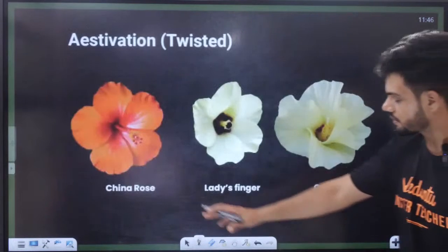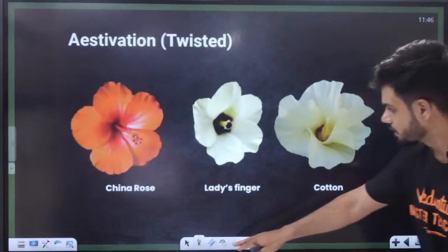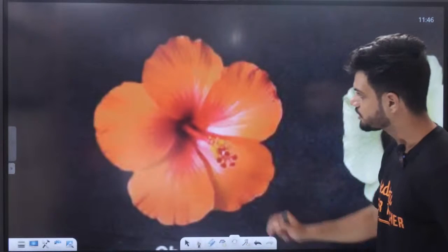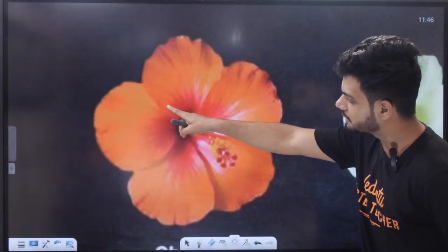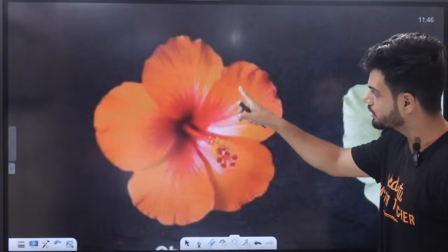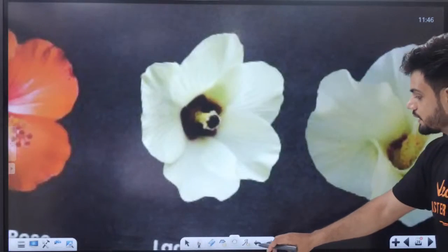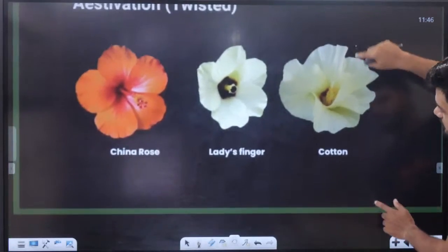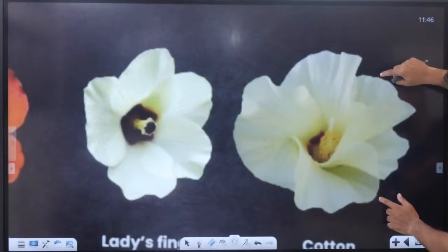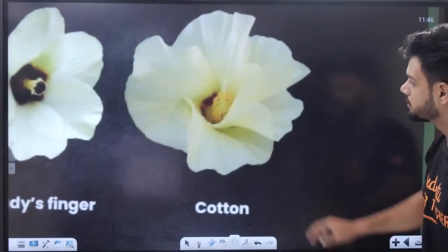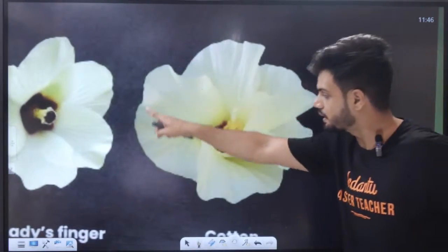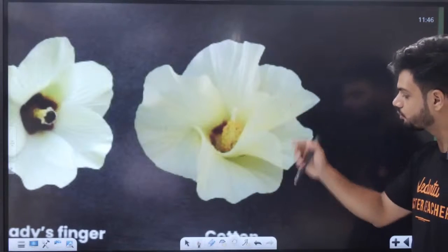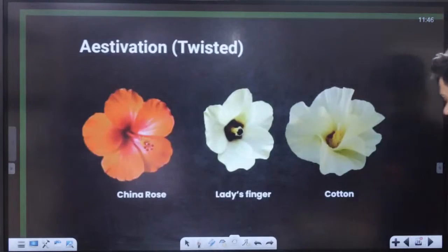Next, see this China rose, lady's finger, cotton. Now, if you zoom this, can you see? They are in an alternating fashion. One petal is overlapping on the other petal. You can see it in the cotton also. In the case of cotton, it is even more clearly visible. This petal is overlapping on the next petal, and you can see inside there is also a crease formation, overlapping on one another.